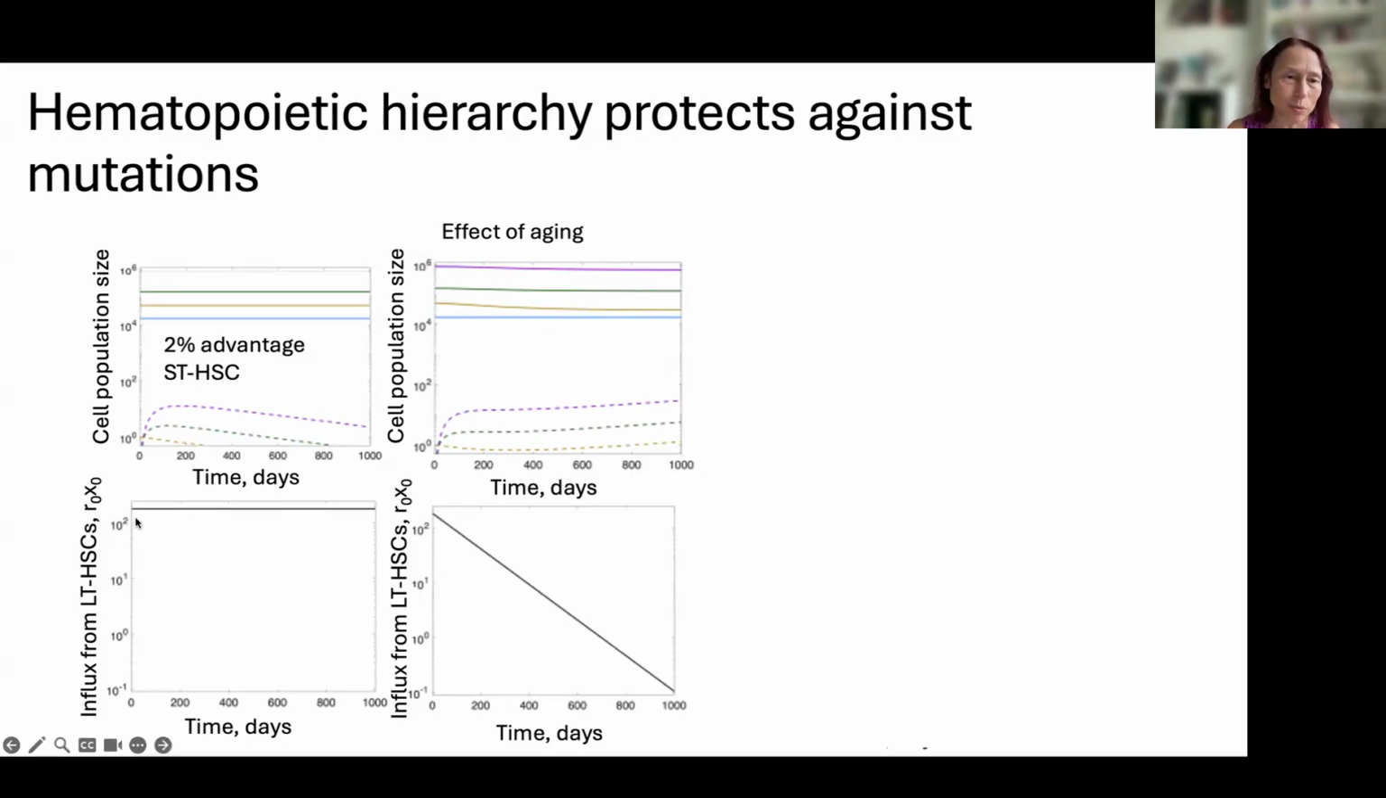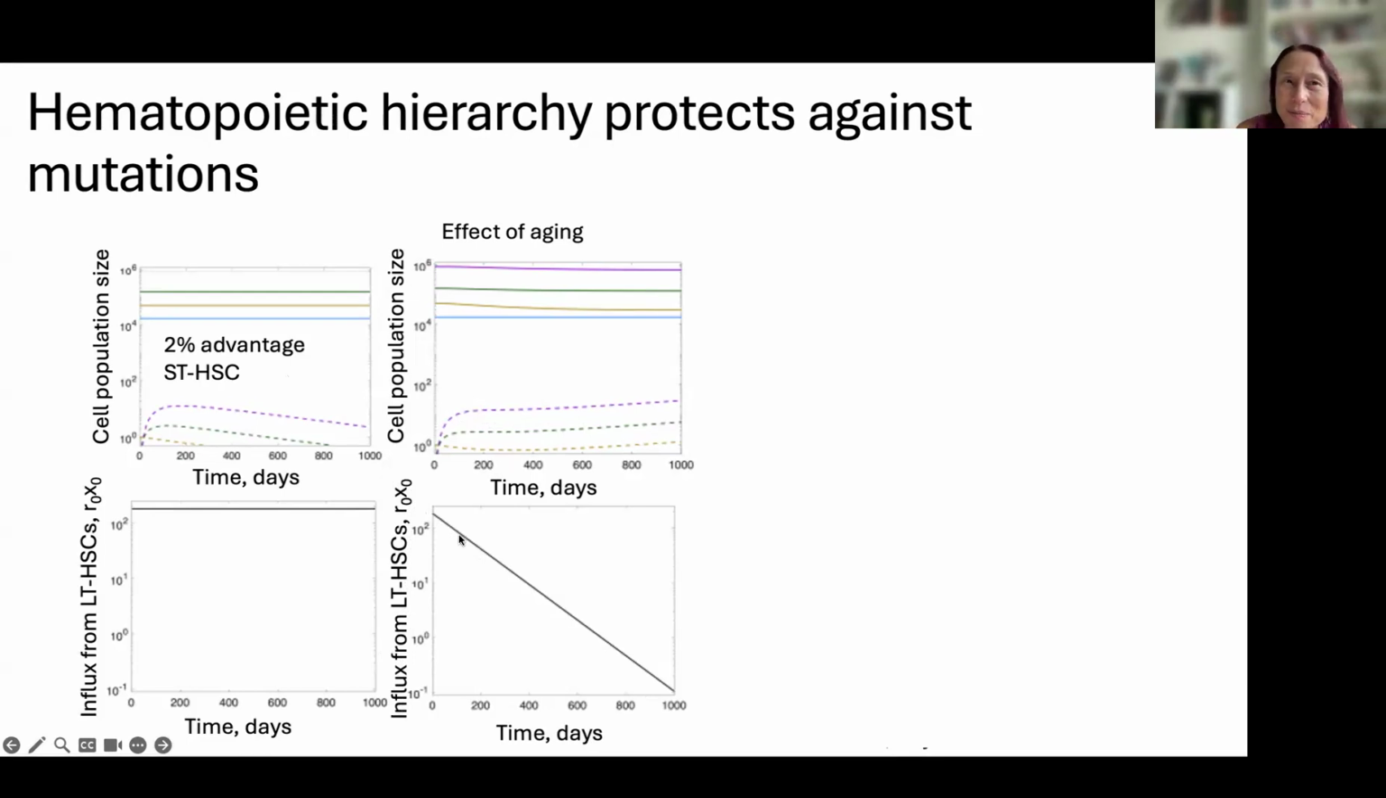So here we keep it constant, and here we decrease the influx from long-term hematopoietic stem cells. In the equations, this term was R0, X0. Let's suppose it decreases throughout the lifetime of a mouse. And look at that, the same mutant will now rise, because the barrier gets lower and lower. The barrier is defined by that influx.